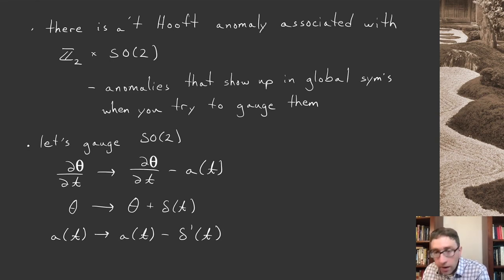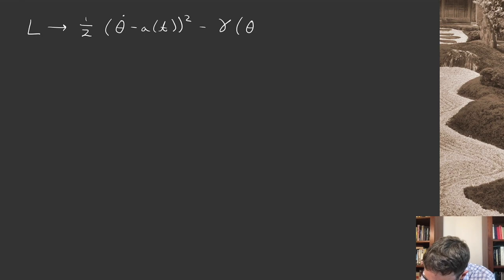Okay, so let's see what happens to L under this shift. I think I should start a new sheet of paper here. So L, under this weak gauging, wherever I had a time derivative, I now also have to include this vector potential. So the kinetic term gets an extra piece. This gamma term gets an extra piece. And now it turns out it's useful to add one more piece here that depends just on the vector potential.